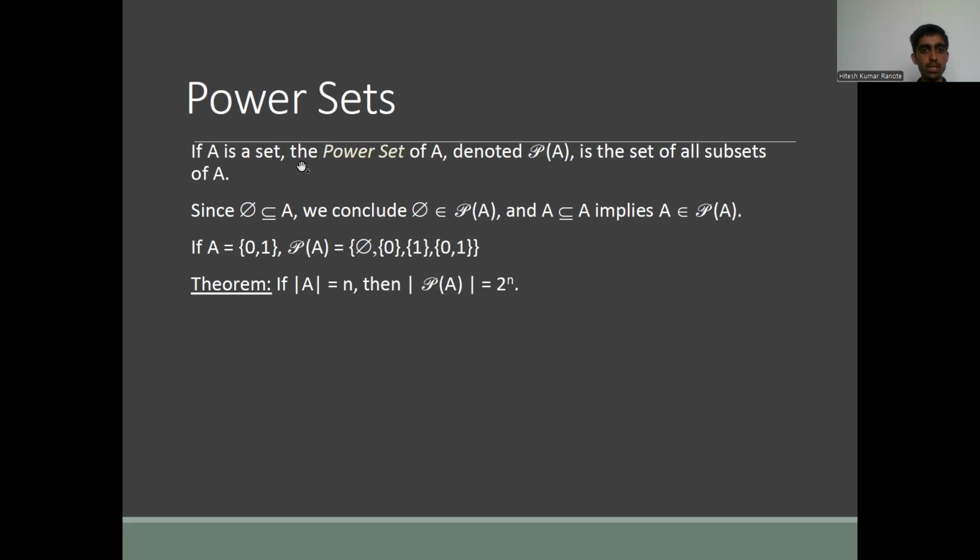Power set. If A is a set, the power set of A, denoted by P(A), is the set of all subsets of A. Since phi is contained in A, we conclude phi belongs to P(A), and A contains A implies A belongs to P(A). If set A has elements 0, 1, then the power set of A is equal to {phi, {0}, {1}, {0, 1}}. And we have a theorem: if A is a set of n elements, then the power set of A has 2 to the power n elements.